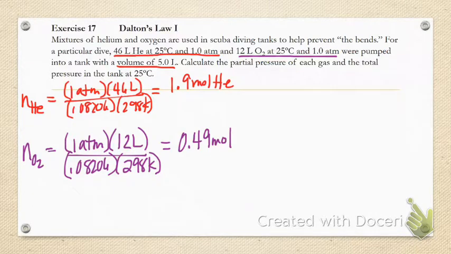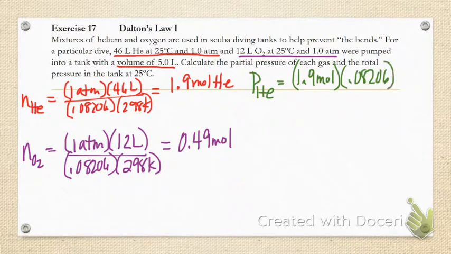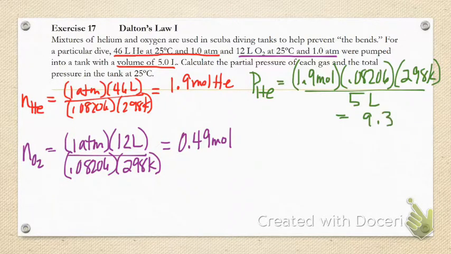The problem now is we don't have the same volume for either one of those, so we have a new volume. So we're going to go back and calculate the pressure of helium at the new volume. Pressure is equal to nRT over the new volume. We take the 1.9 moles that we calculated, plug in the R value. Did we change temperature? No, we did not. So still 298 K divided by the new volume. That ends up being 9.3 atmospheres.